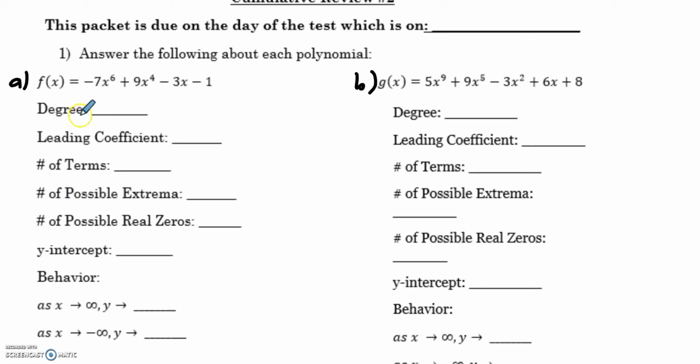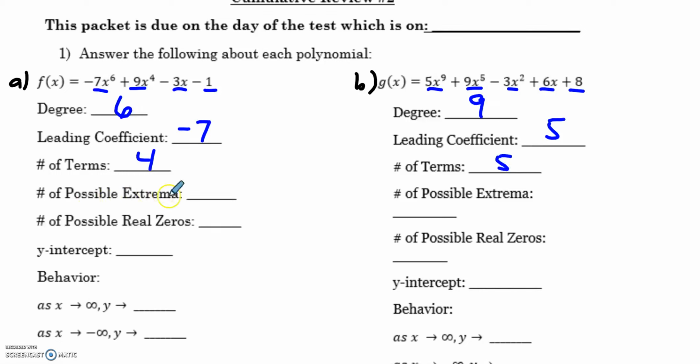So the degree of the first one is the highest power I see, which is 6. The degree of g of x is the highest degree or power that I see, which would be 9. The lead coefficient based on the degree would be -7. The lead coefficient based on this highest degree would be 5. The number of terms separated by a plus or minus sign in this first example is 4 terms. In this example, there are 5 terms separated by a plus or minus sign, so that would be 5 as well.